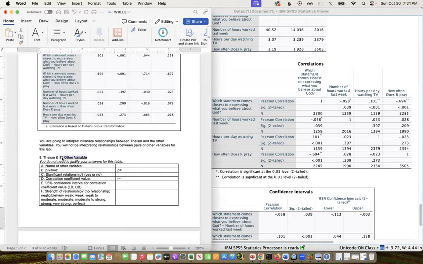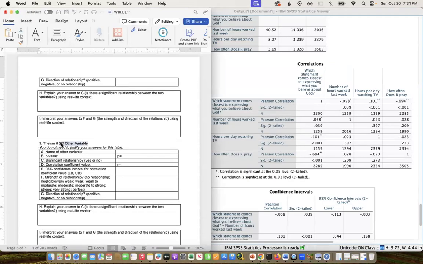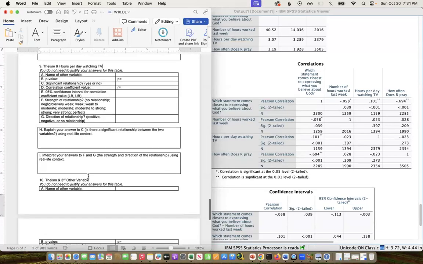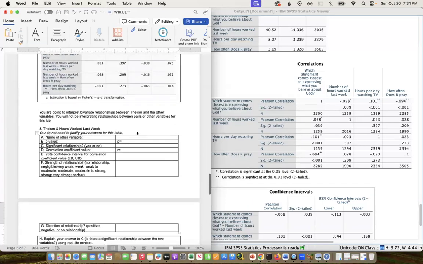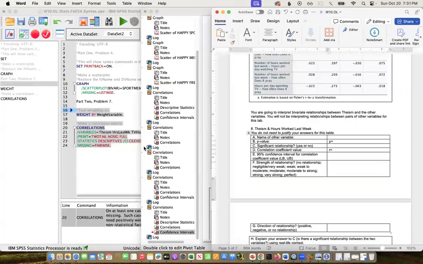So we're going to do theism and hours worked last week, theism and hours per day watching TV, and theism and prayer frequency. Okay. So first, we're just going to capture data from this table, and then we'll interpret it. So this is where I can write the name. So the first one, it was hours last week.